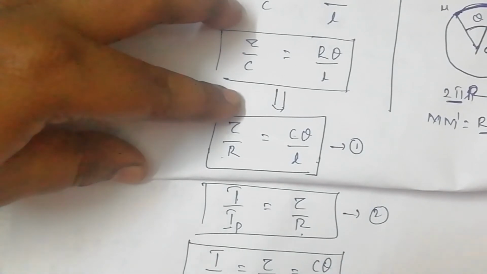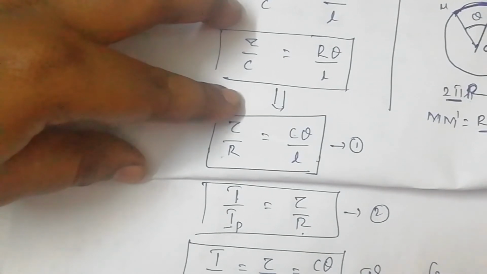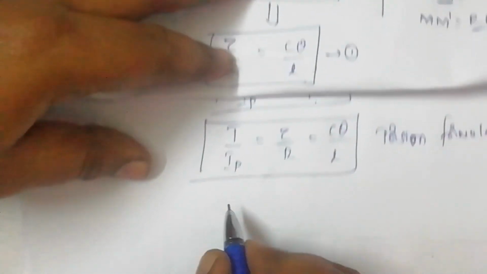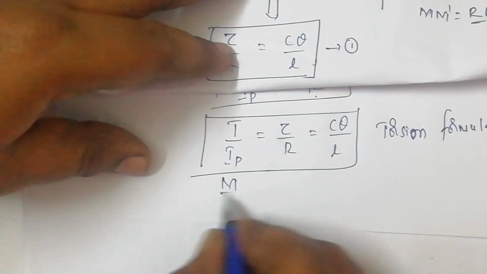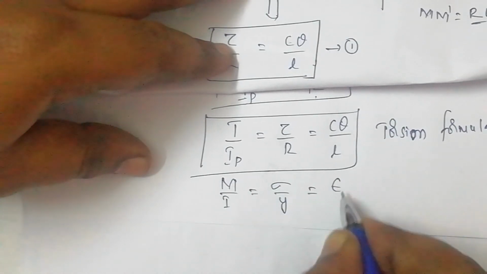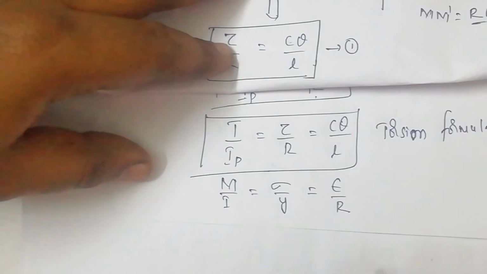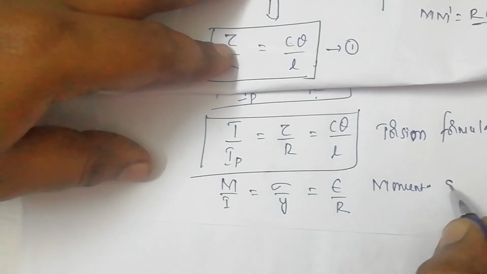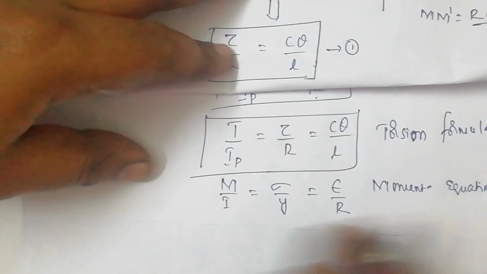So this equation is called the torsion formula or torsion equation. This is the same as M by I is equal to sigma by y is equal to E by R. So this is the moment equation, whereas this is torsion.